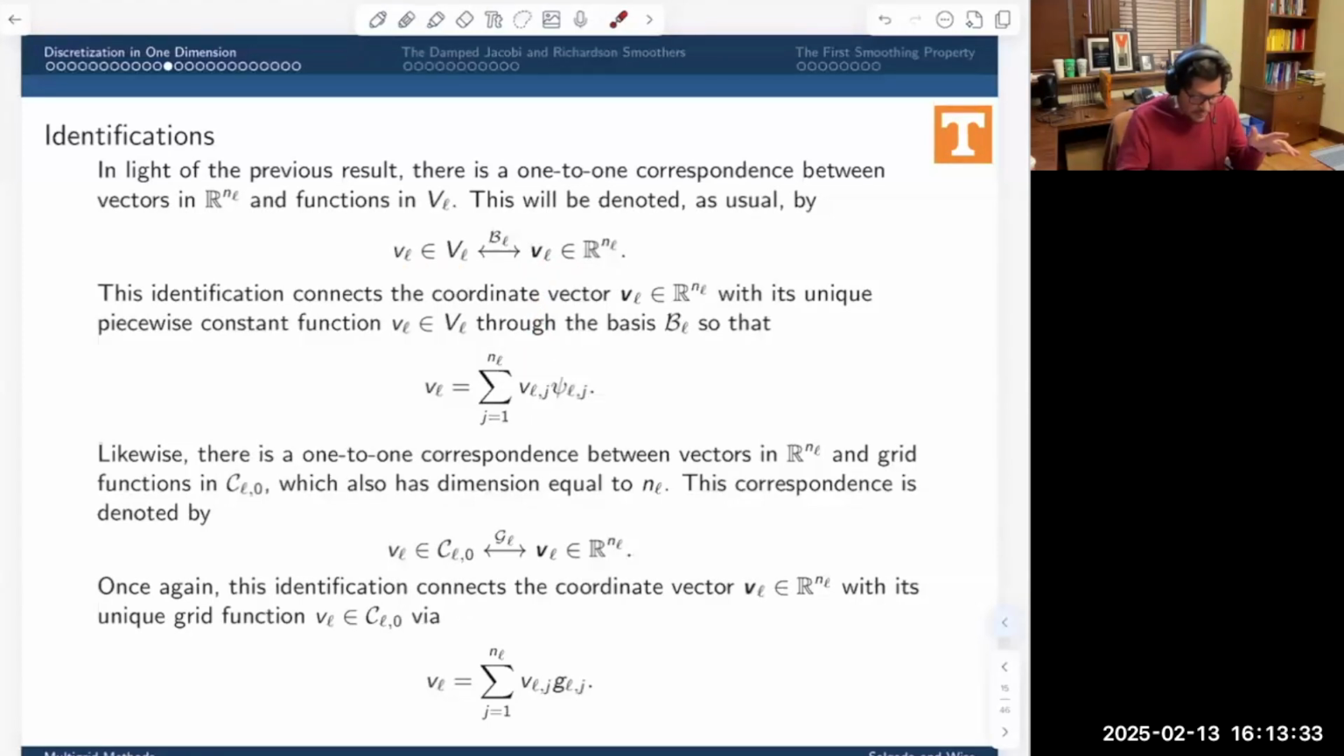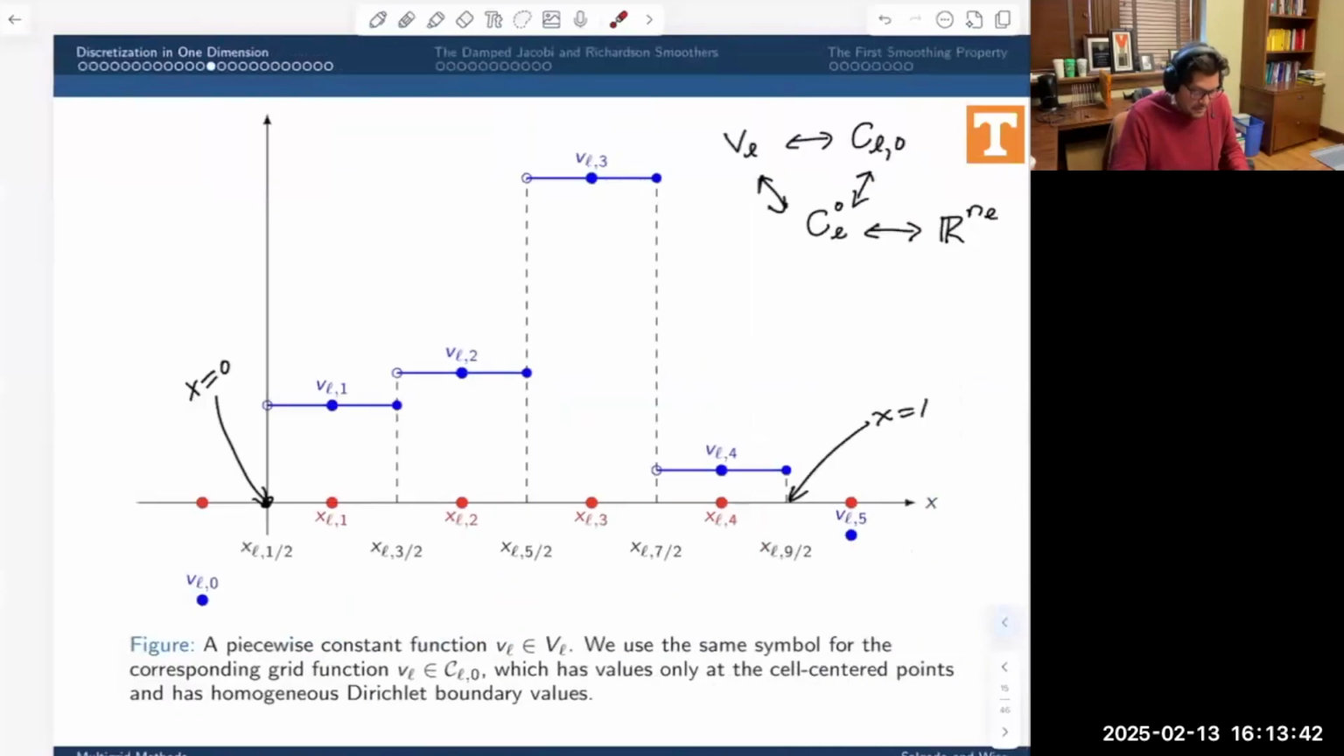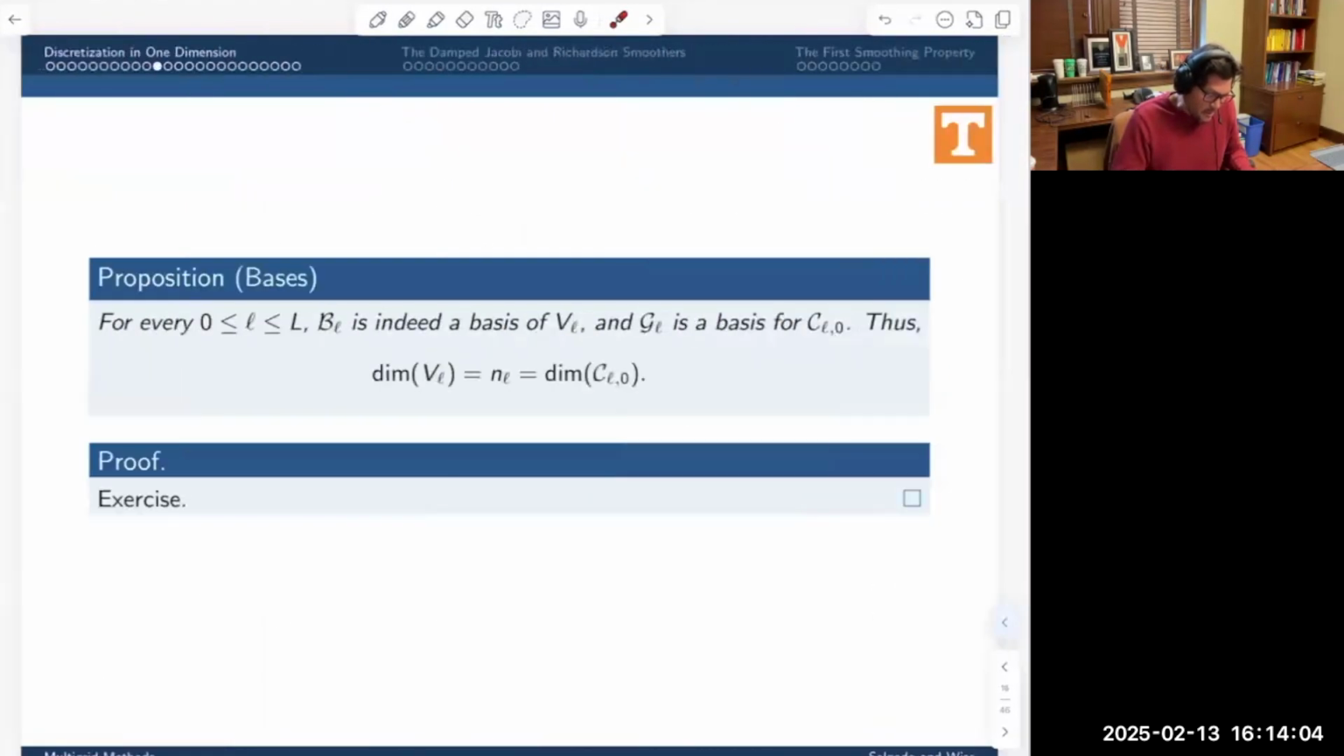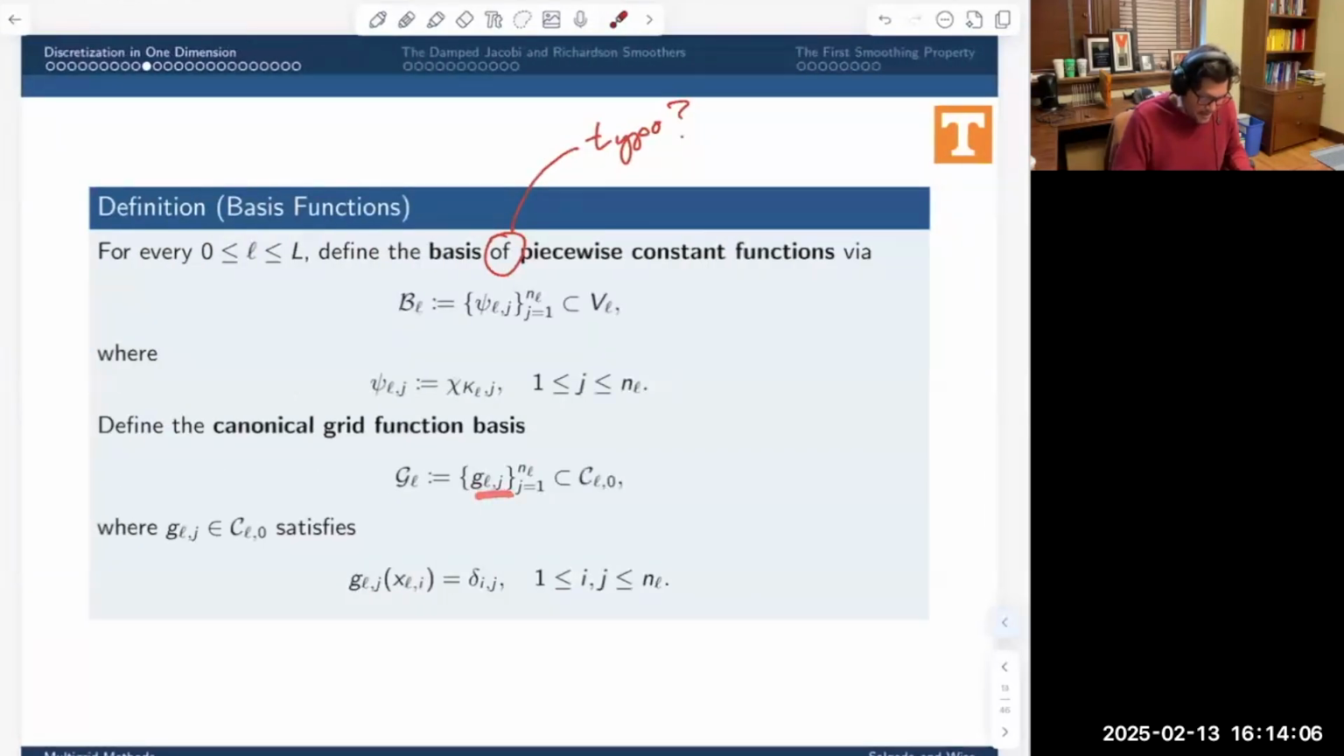Now, likewise, there's a one-to-one correspondence between vectors in R^{N_L} and grid functions in this grid function space C_L^0. And that's because if I look at this, this really isn't a separate degree of freedom. Okay, so I can take either one of these guys to be the degree of freedom. The one I do, the most natural one, is to say the value here is going to be an independent degree of freedom, not this one. Okay, and so I can build a basis of that with that idea in mind and say, what should my basis be? Well, my basis is just going to be grid functions that are basically delta functions. So they're 1 at certain cell-centered points and there's zeros everywhere else.